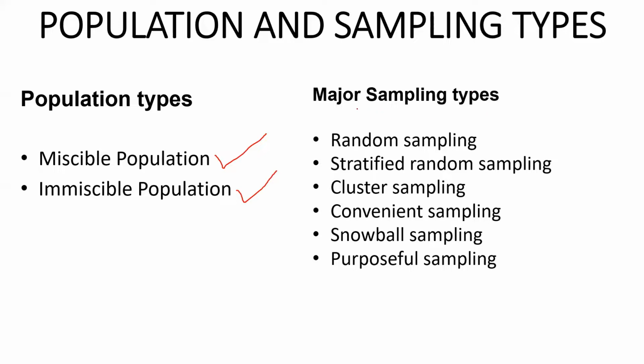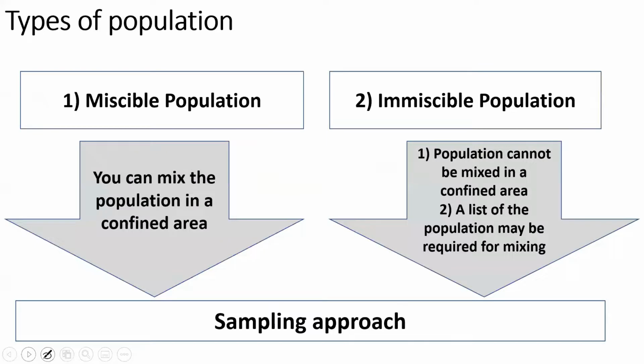Okay, and also we are going to look at the major types of sampling. This is not an exhaustive list. So we are going to look at random sampling, stratified random sampling, cluster sampling, convenient sampling, snowball sampling, and purposeful sampling. Okay, so altogether it will be 6 types of sampling that we are going to look at. Okay, now let's go to the details.